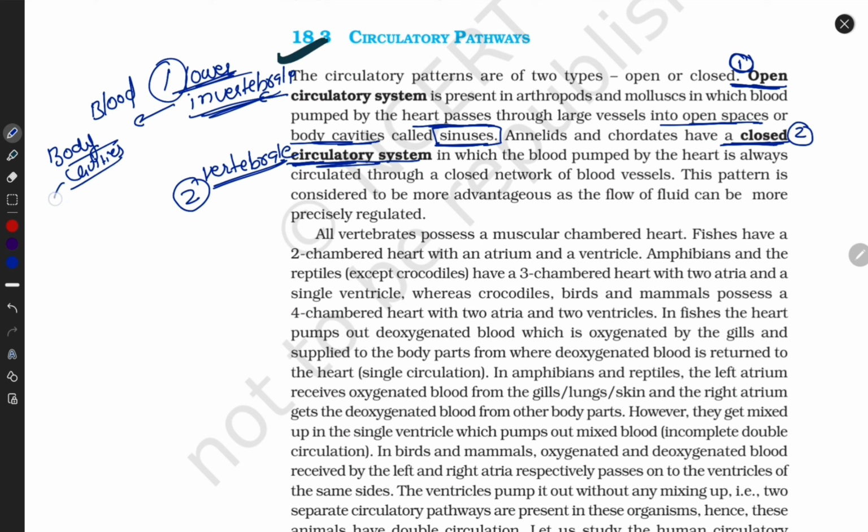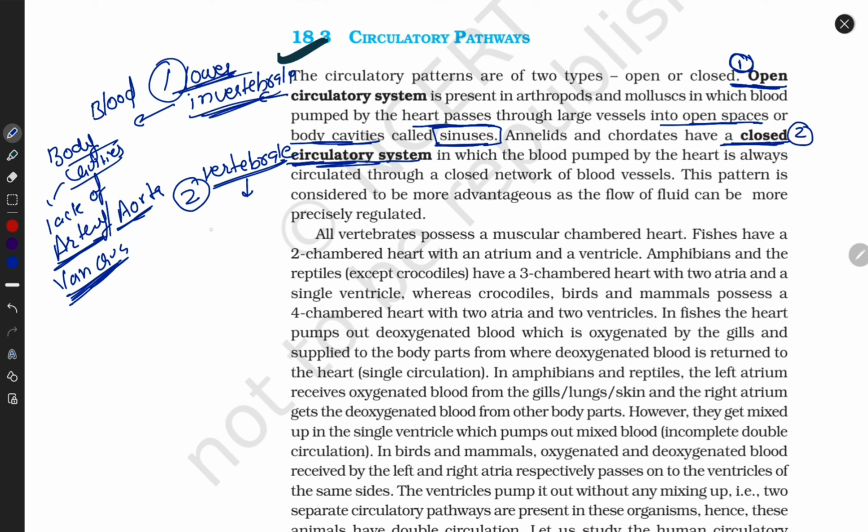There is a lack of arteries, vena cava, aorta. They do not have high profile arteries, arterioles, veins and all. But vertebrates contain all kinds of vessels, all kinds of arteries, aorta, vena cava, arterioles. So this is the difference between open circulatory system and closed circulatory system.